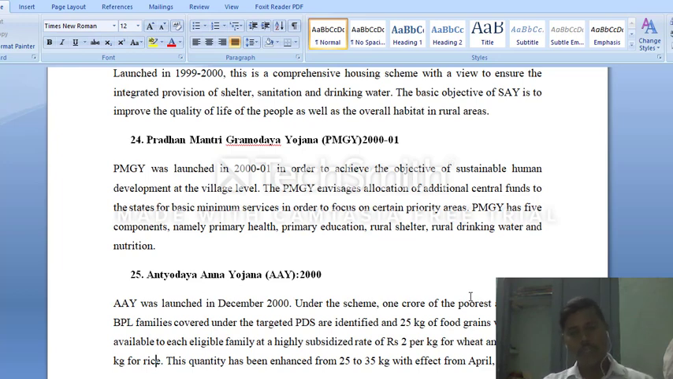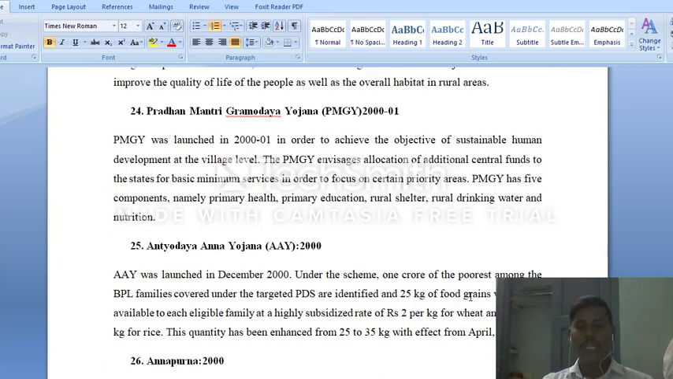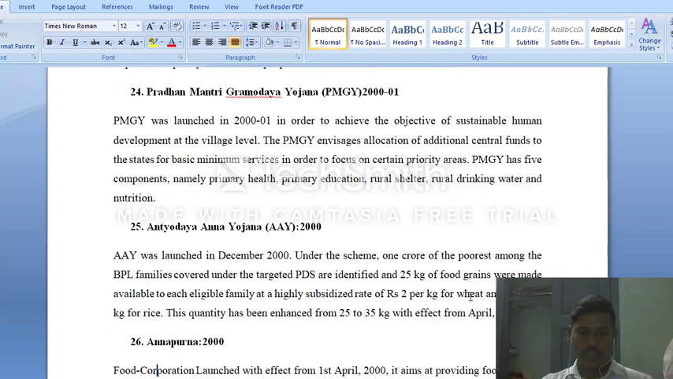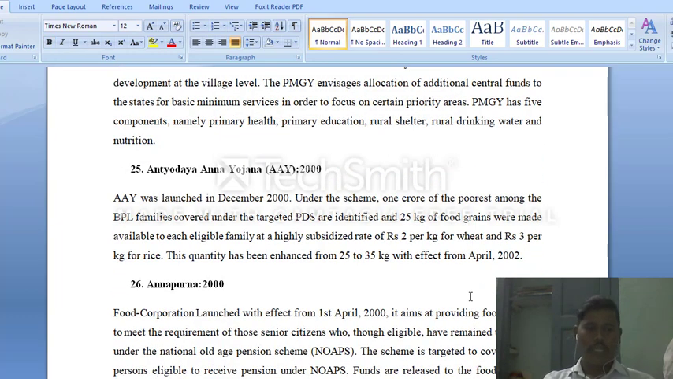Under the scheme, 1 crore of the poorest of the poor, the BPL families covered under the targeted PDS, are identified, and 25 kg of food grains were made available to each eligible family at a highly subsidized rate, rupees 2 per kg for wheat, rupees 3 per kg for rice. This quantity has been enhanced from 25 kg to 35 kg with effect from April 2002. In 2000, the Annapurna scheme was launched with effect from 1st April 2000.